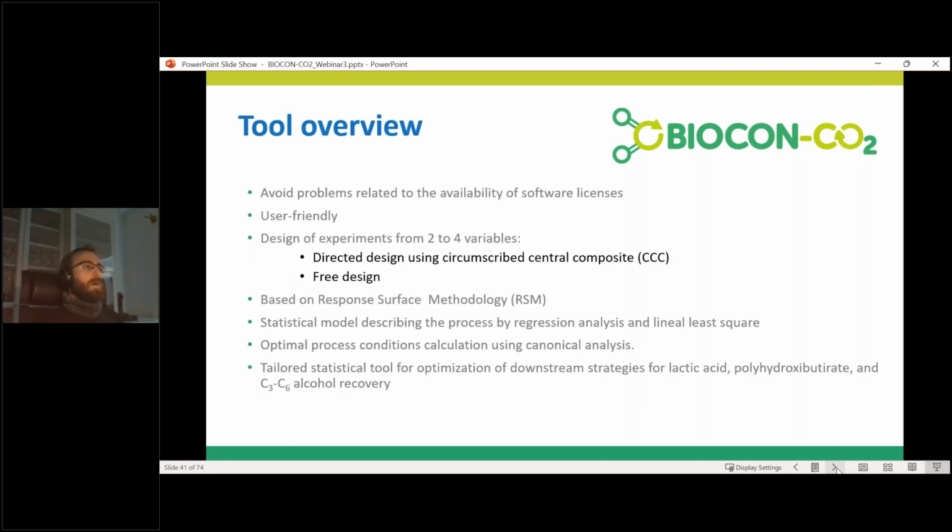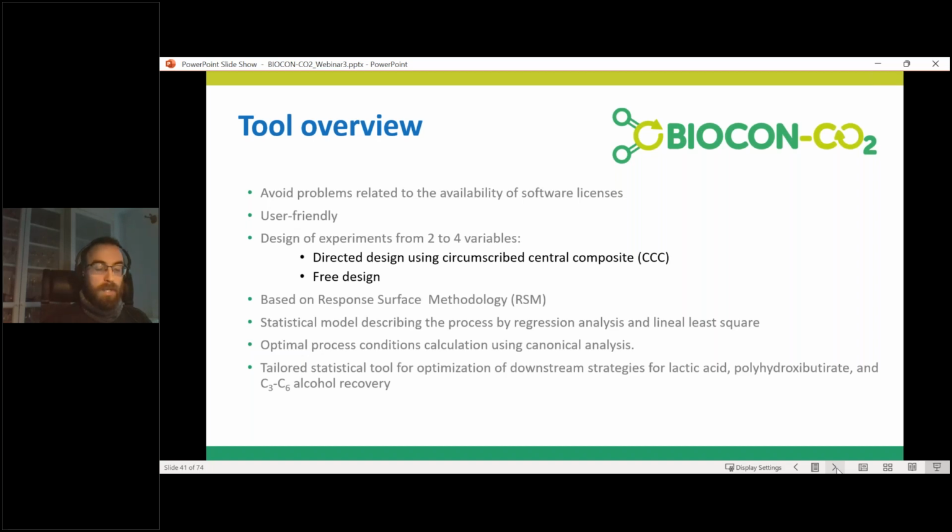So when we decided to develop this tool, we wanted to develop a tool for the whole consortium. And of course, there is already software out there that is available, but we wanted to avoid problems related with software licenses. If you go for a commercial option, then you have to buy a license, and then you cannot share it with the other partners. So we decided to go our own way.